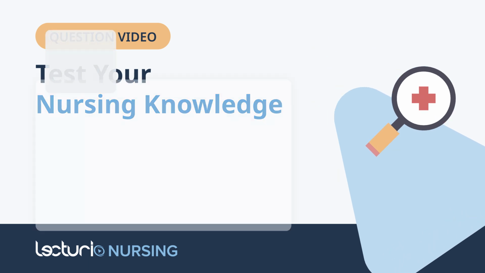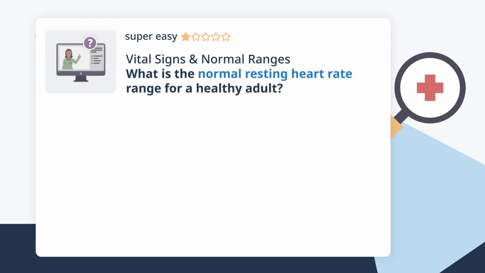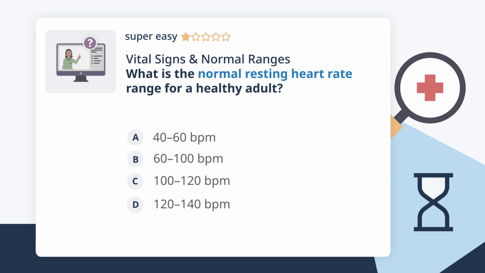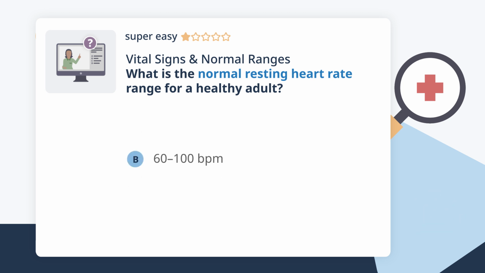Let's get started. What is the normal resting heart rate range for a healthy adult? A normal resting heart rate for healthy adults ranges from 60 to 100 beats per minute. Rates below or above this range may be normal in certain situations, such as in well-trained athletes or during exercise. But they can also indicate an underlying condition depending on the patient's symptoms and clinical context.